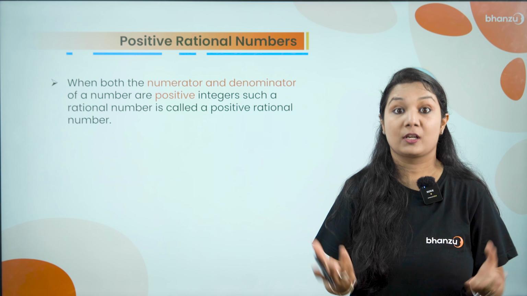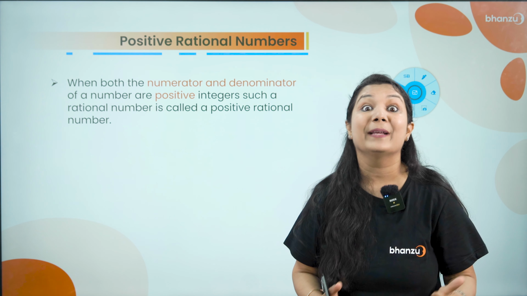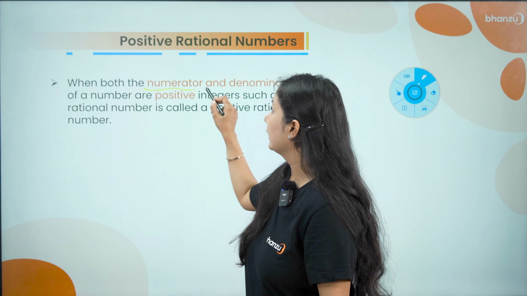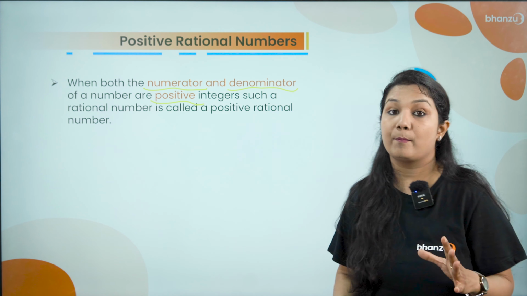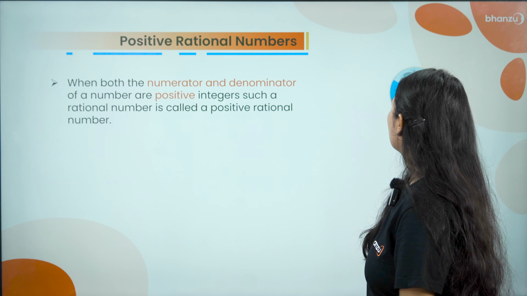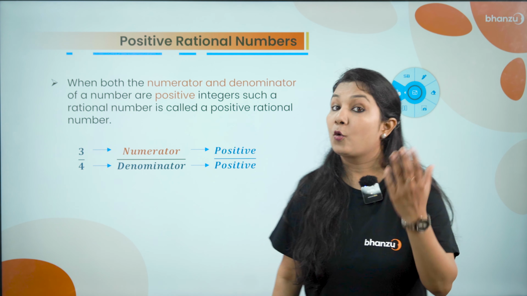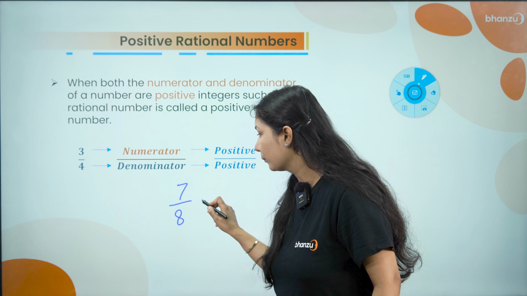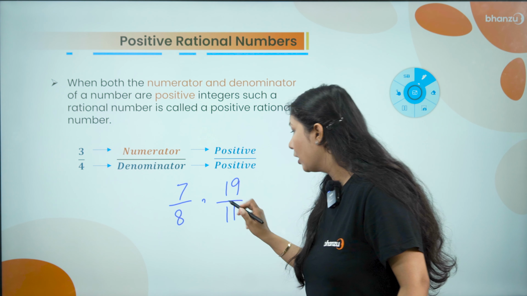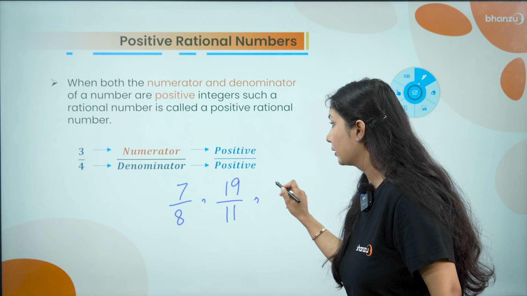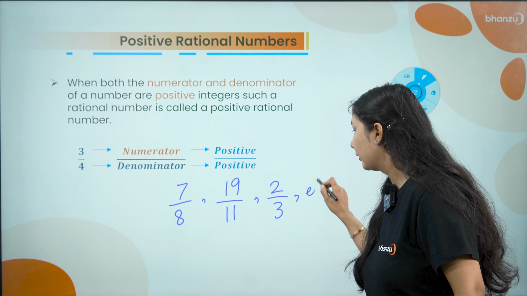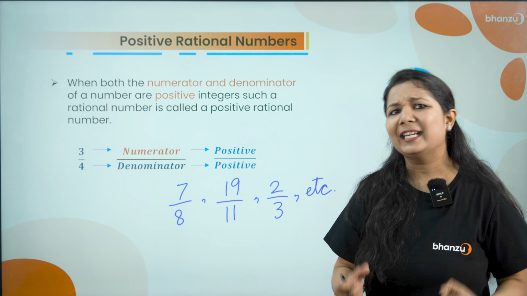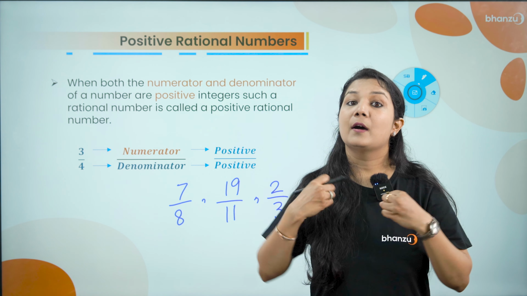What are positive rational numbers? Positive rational numbers are the numbers where the numerator and denominator both are positive. Such kind of rational numbers we call a positive rational number, right? So moving ahead, there can be so many examples like 3 upon 4 where numerator and denominator both are positive. What if we write 7 by 8, right? If we write 19 by 11, all these are positive rational numbers. 2 upon 3, right? Etc. So we can have more rational numbers like this. But if the numerator and denominator are positive, we call it a positive rational number.